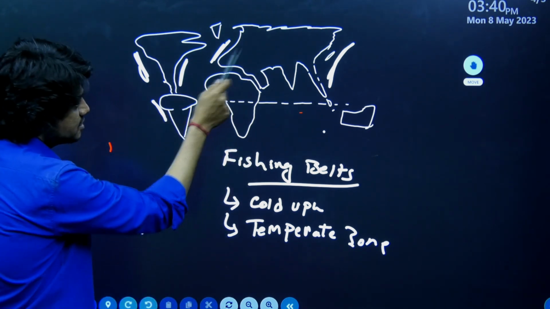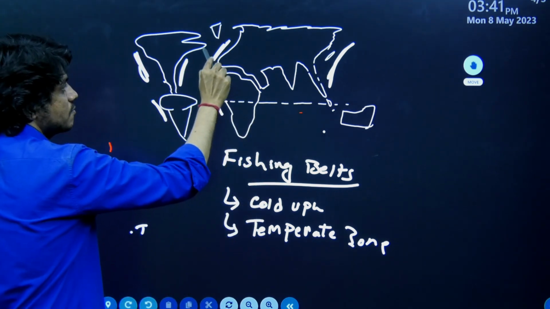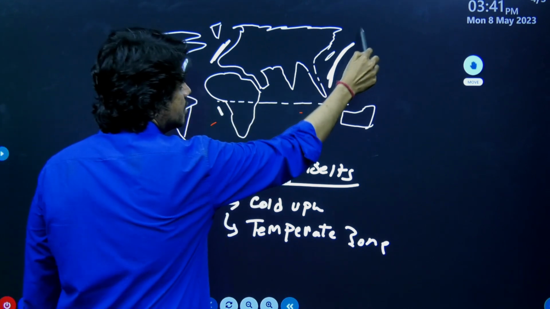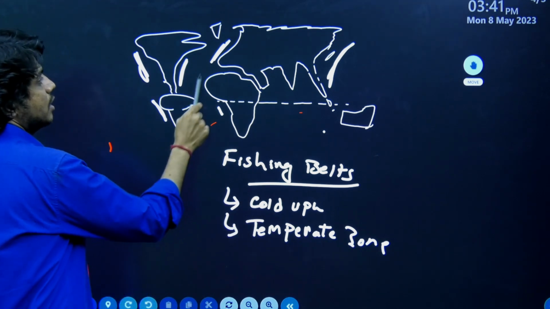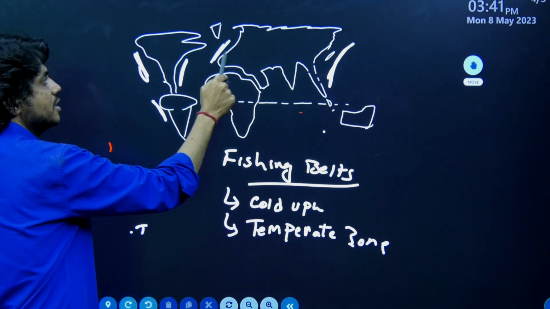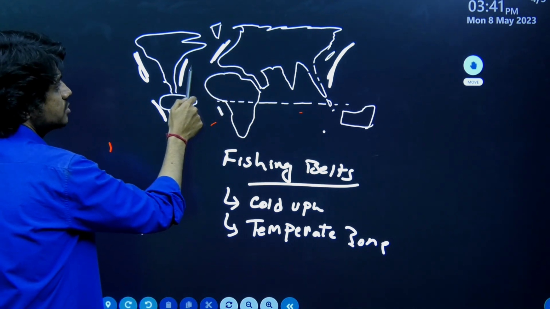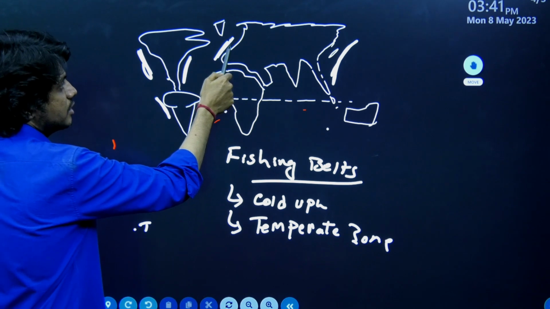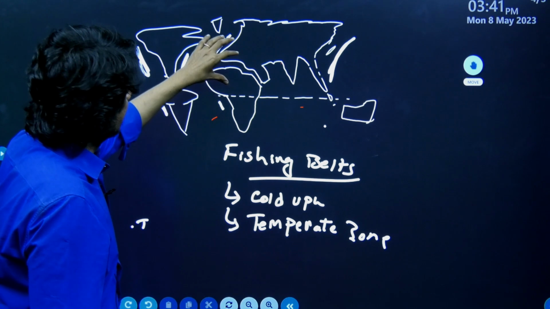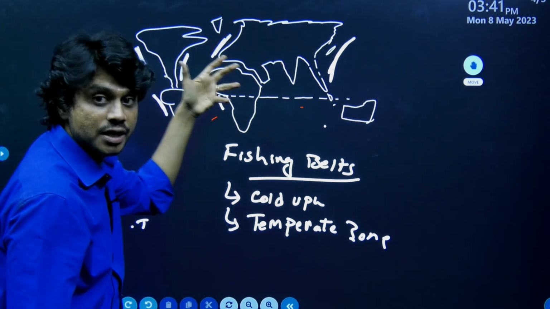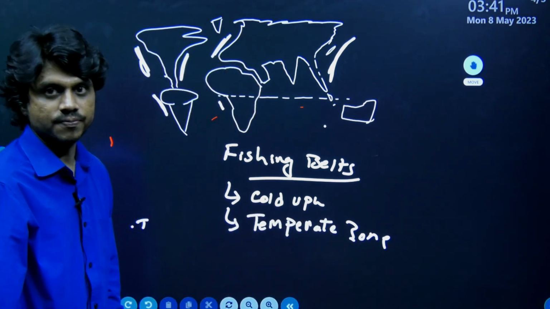So these kinds of scenarios are found here and here. Cold currents come from here and the warm currents come from here, here and here. Because of this, you have the potential fishing grounds. Now in this sector, these are generally areas which have very cold waters, but the warm waters, like say the Gulf Stream going from here, these warm waters present here can provide habitable, suitable, warmer conditions for the growth of fish.